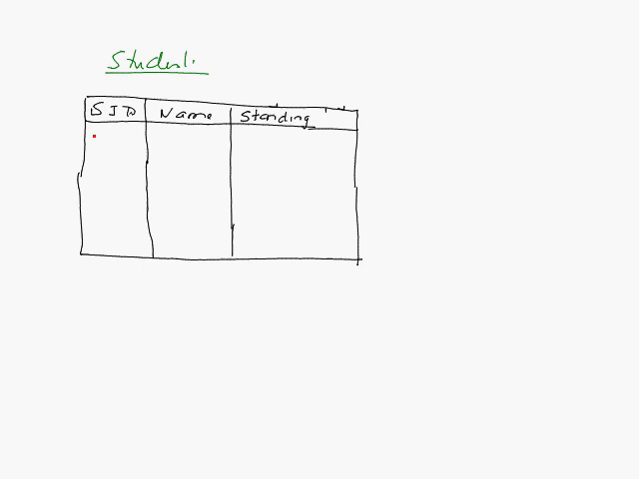So let's say student ID is 7, 12, 9, 15. The first name of the student is Liu. Second one is Smith. Third one is Limos. And the fourth one is Kumar. And this one is senior, junior, sophomore, and freshman.